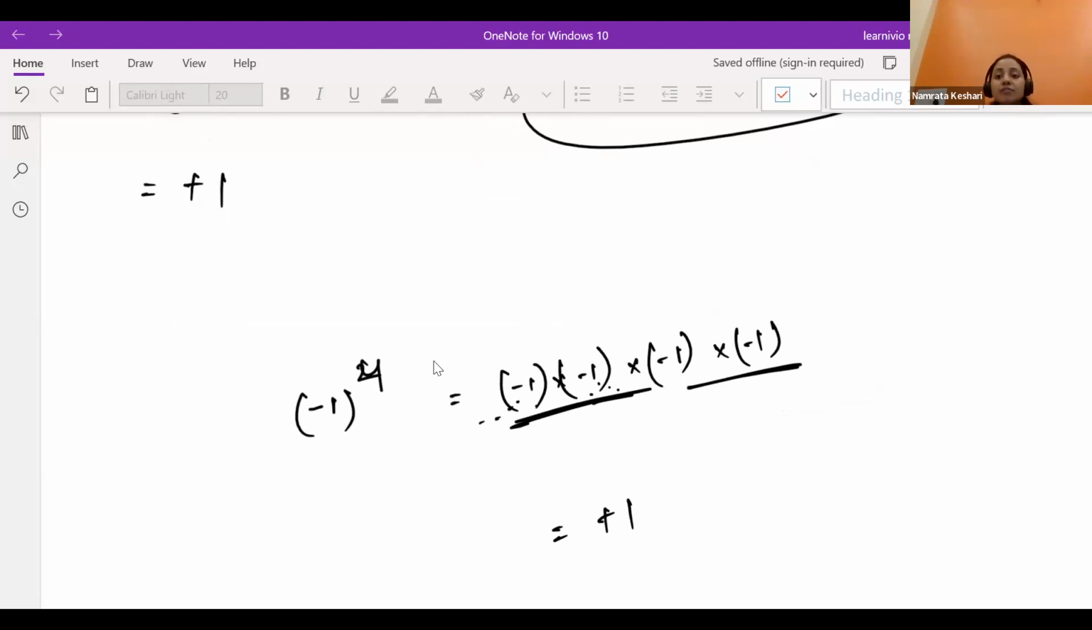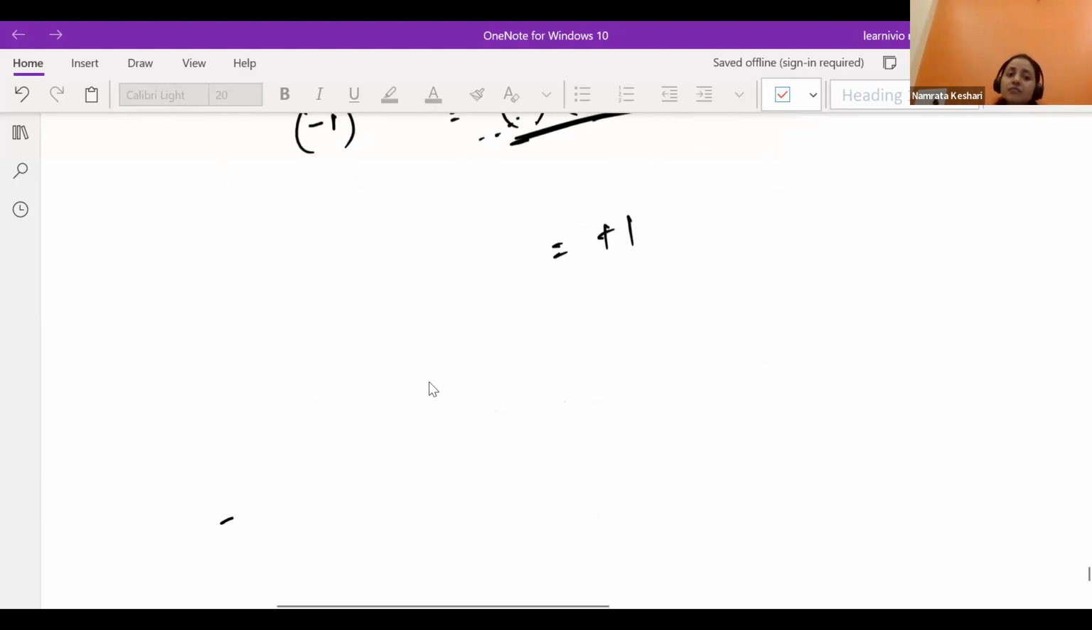If the power is an even number, it will always be able to make pairs and hence will create a positive answer. Not only here. Even if you have minus 2 to the power 8 and I ask you whether the result will be positive or negative, you will be able to say, since the power is an even number, the result will be positive. Whatever the result, it will be positive. Getting it?